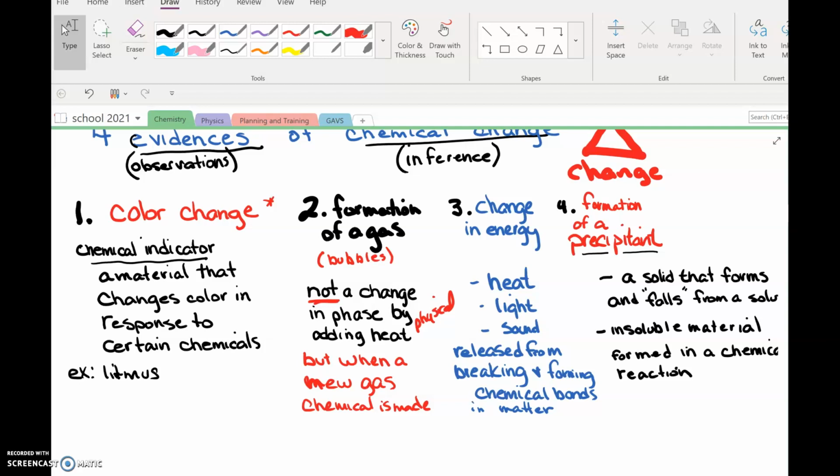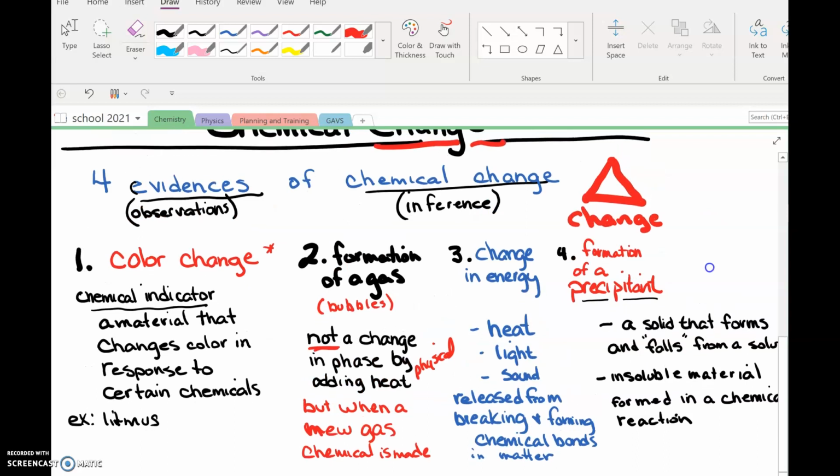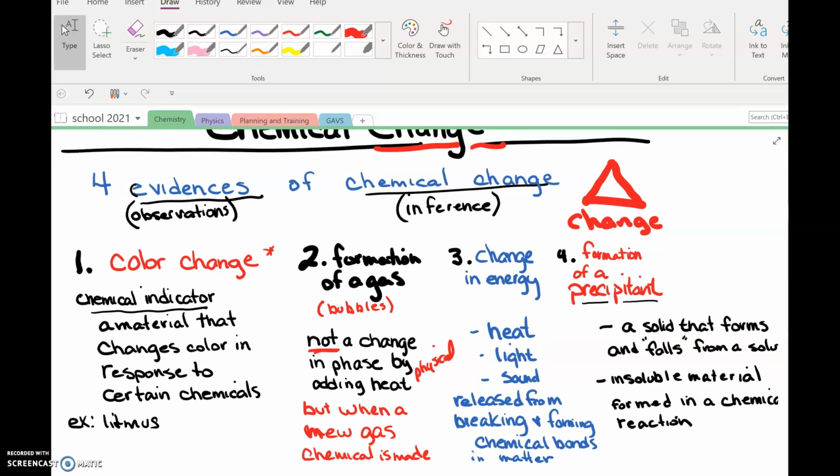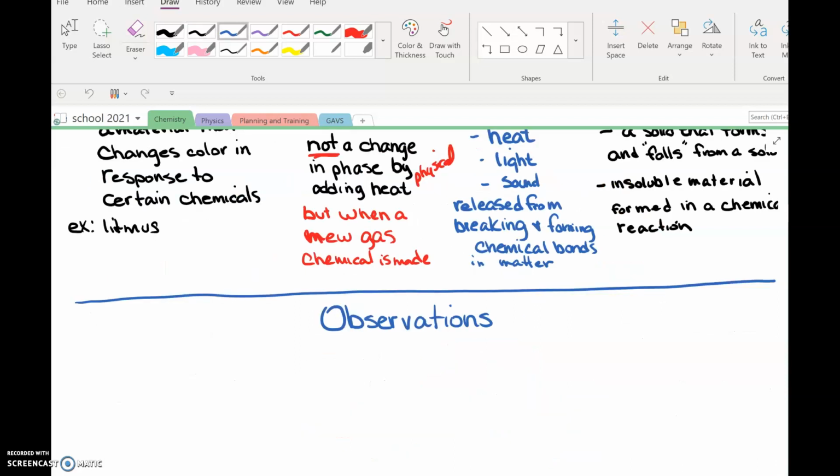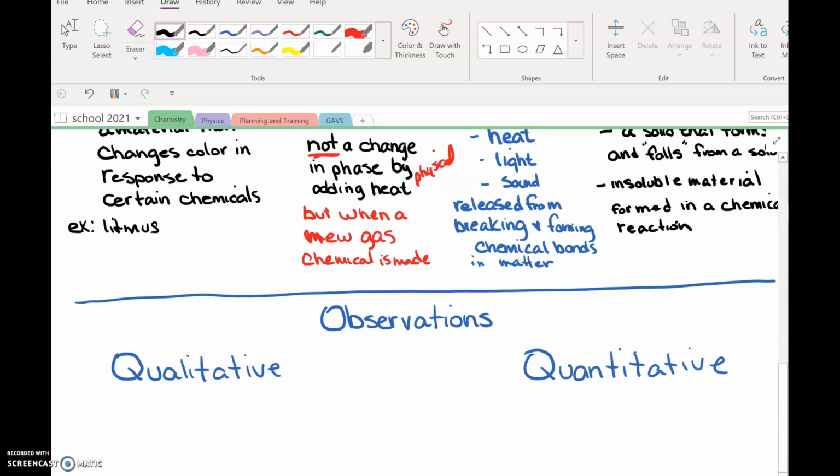These, when you put them together, give you the idea that the change you've witnessed would be chemical rather than physical. A couple of them are a little tricky. You have to reason through about where did the gas come from, what caused the color change. But with these, we can infer based on what our senses perceive. We'll conclude with one final idea about observations.